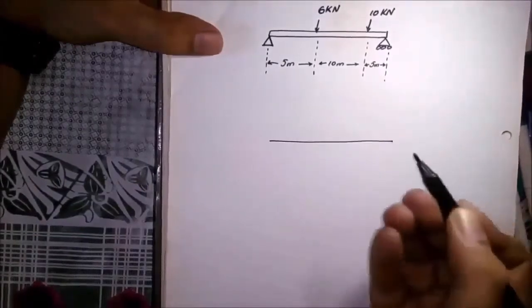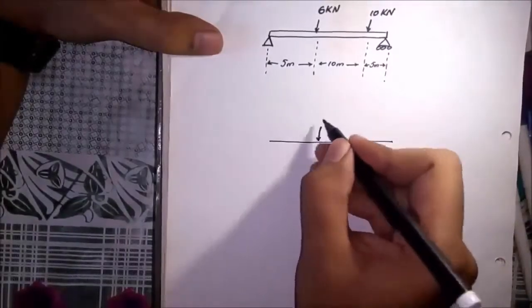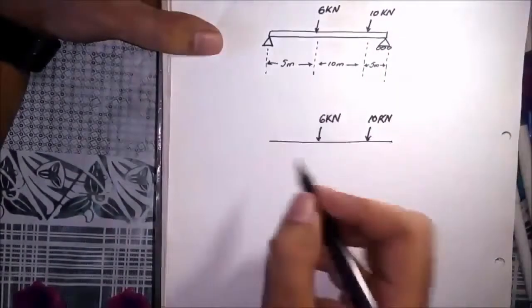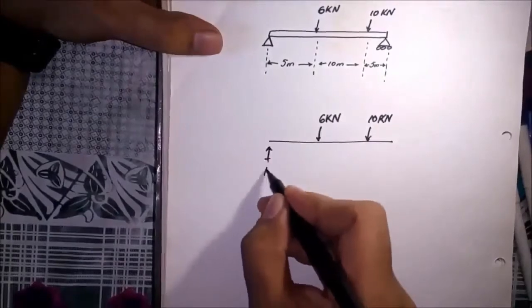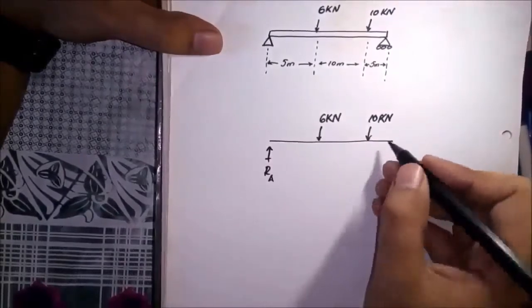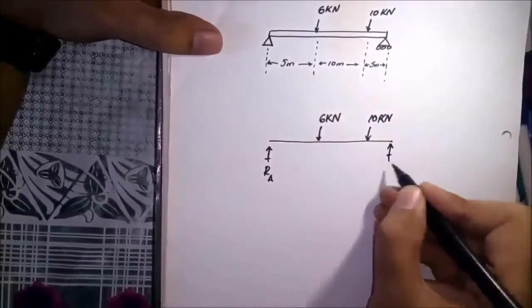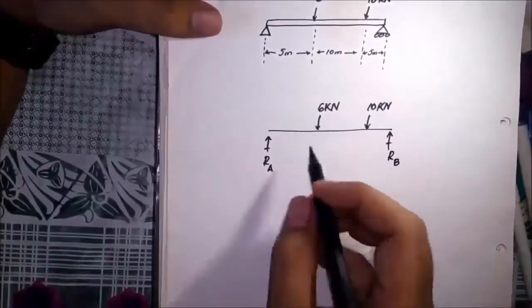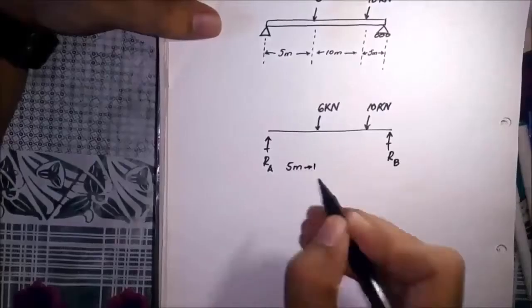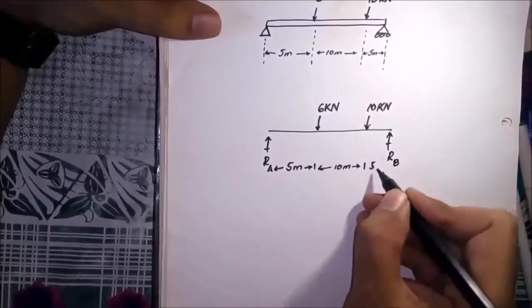I am showing the beam with a line. There are two forces and two supports. The supports would have reaction forces on them, which are Ra and Rb. Write the distance between forces.